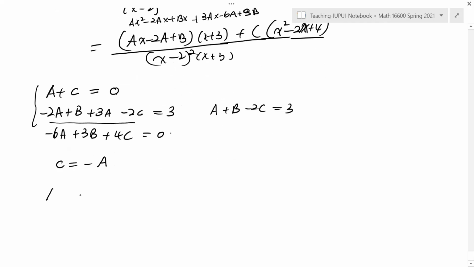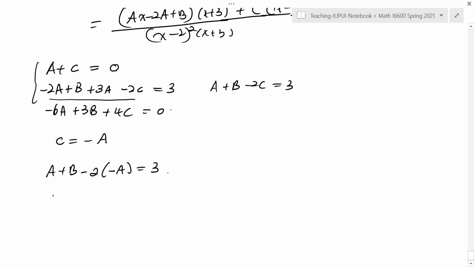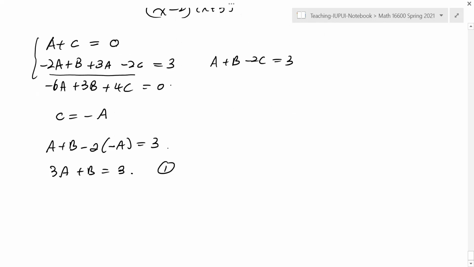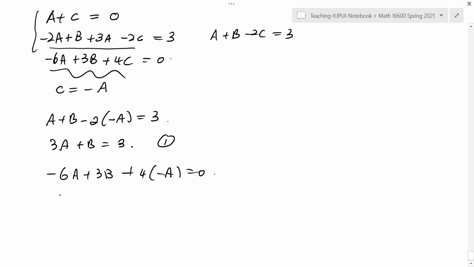Then a + b − 2(−a) equals 3. It's the first equation. So let's simplify this. So I have 3a + b equals 3. Okay, that's equation 1. I'm going to keep it. Then −6a + 3b, now this equation, plus 4c, that's −4a, should be 0. So let's simplify it: −10a + 3b equals 0. Okay, so that's my equation 2.